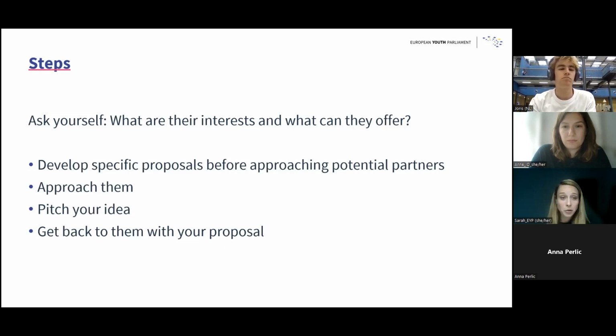Then once you have managed your way of how to approach them, you have to pitch your idea, and ideally you do that again either in person or via the phone. Via email is less impactful. And lastly, follow up in writing with a concrete proposal, ideally even something like a little flyer or partnership brochure where you identify the specific options for them to partner with you.